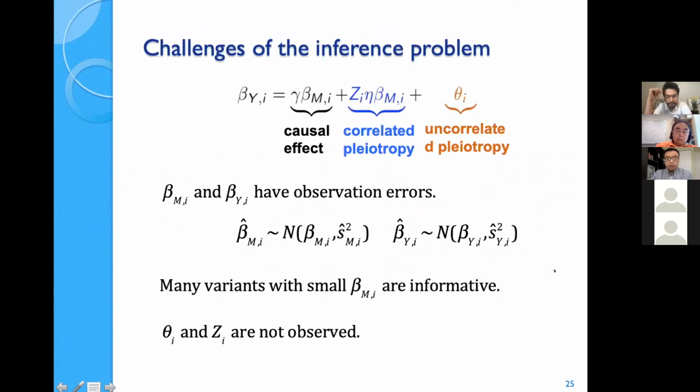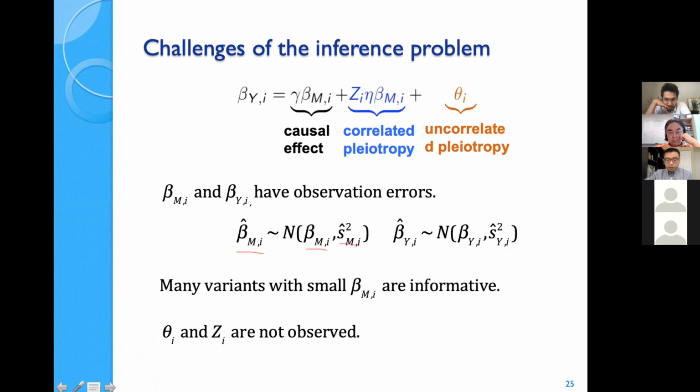Okay, all right. I'll talk a little bit about the inference challenge, and then I'll talk about the results. So this is the model, and the model has three parts, as I talked about earlier. The problem is that the beta mi and beta yi terms have observation errors. In other words, they come from measurement, so they have measurement errors. Usually to model this measurement error, we use a normal model. You assume that the measured effect of SNP i on trait M, the mediator, comes from a normal distribution with mean beta mi as the true effect and a standard error.